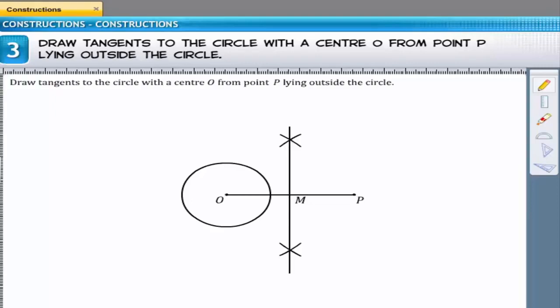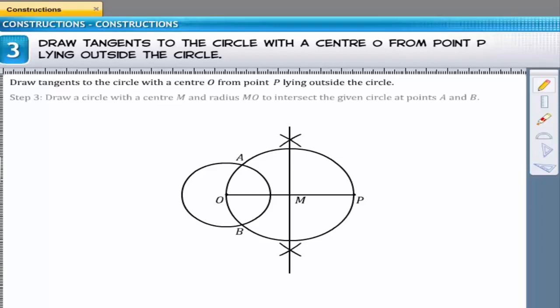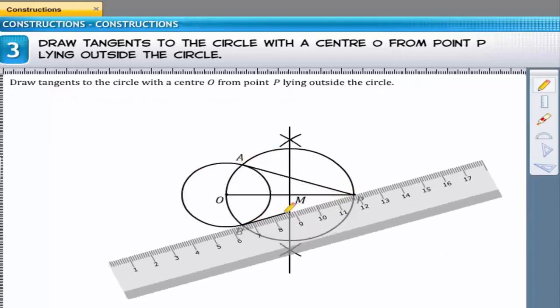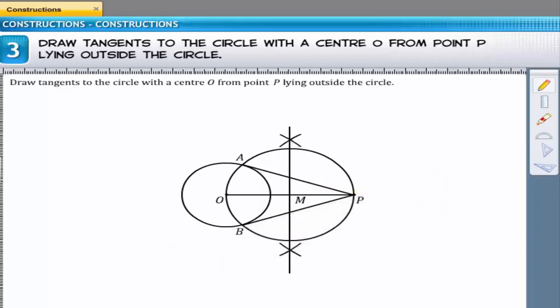As step 3, draw a circle with its center at M and radius equal to MO. This circle intersects the given circle at 2 points A and B. Finally, as step 4, join AP and BP. These are the 2 required tangents.